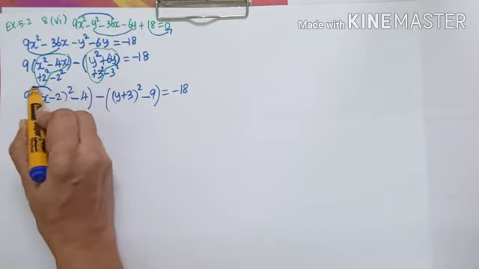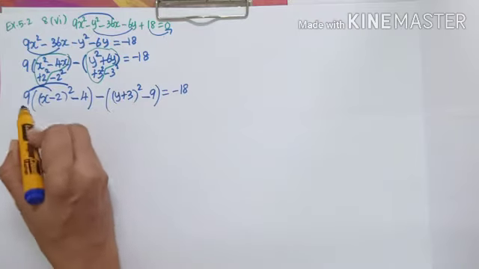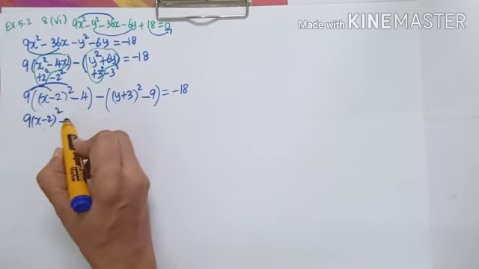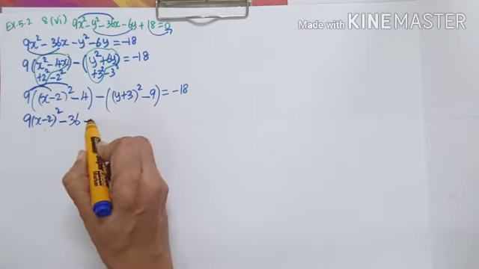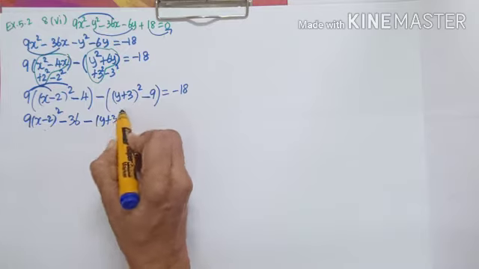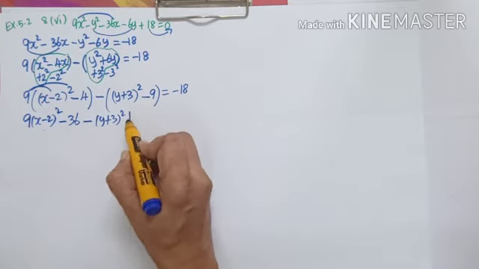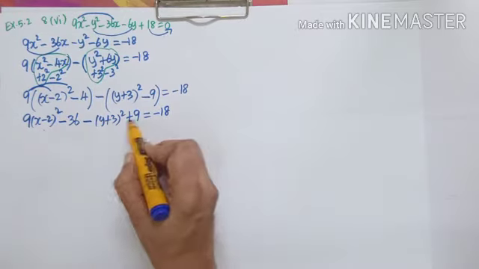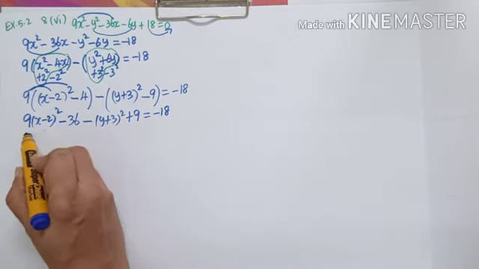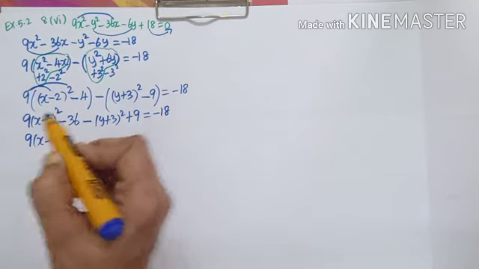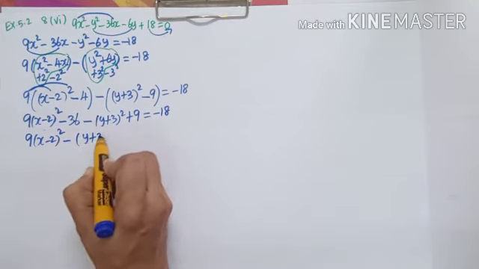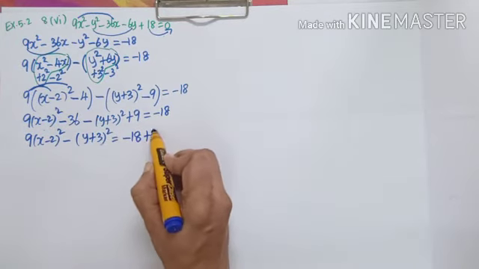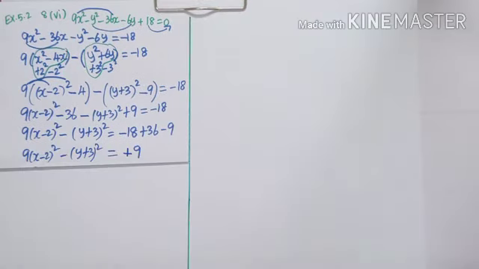Now this 9 we shall multiply. So 9 into x minus 2 the whole square minus 9 into 4, 36, minus y plus 3 the whole square, minus into minus is plus 9, equals minus 18. Bringing all the numbers to the right hand side, 9 x minus 2 the whole square minus y plus 3 the whole square equals minus 18 plus 36 minus 9.